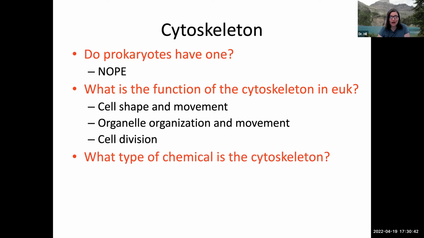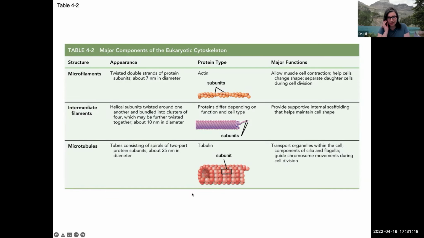Overall, how would you describe the type of chemical that makes up the cytoskeleton? Yes, that's right. It is made of protein, lots of different types of protein. Microfilaments are made of actin, microtubules are made of tubulin, and then intermediate filaments are made of a variety of things depending on the specific cell type. And we can see a little chart of that here, looking at the different sizes and the different organizations, and then talking about the different things that they do.